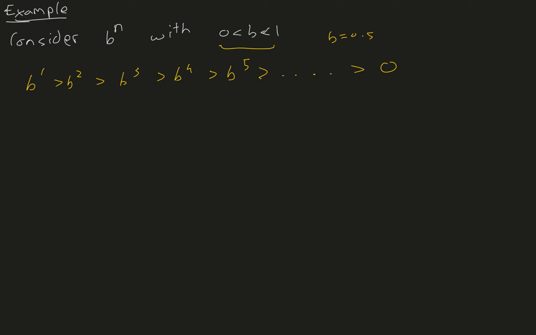If you take 0.5 to the power 1, you get 0.5, which is greater than 0.5 squared, which is 0.25, which is then 1 over 8, which is then 0.5 to the power 4, which is 1 over 16, and so on and so forth. So we get the sequence which is a half, a quarter, an eighth, a 16th, and so on and so forth, which is getting smaller and smaller and is bounded by 0. It will never be less than 0.